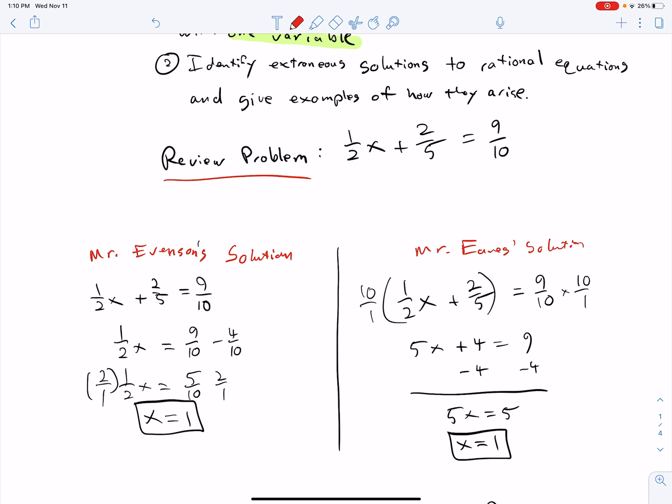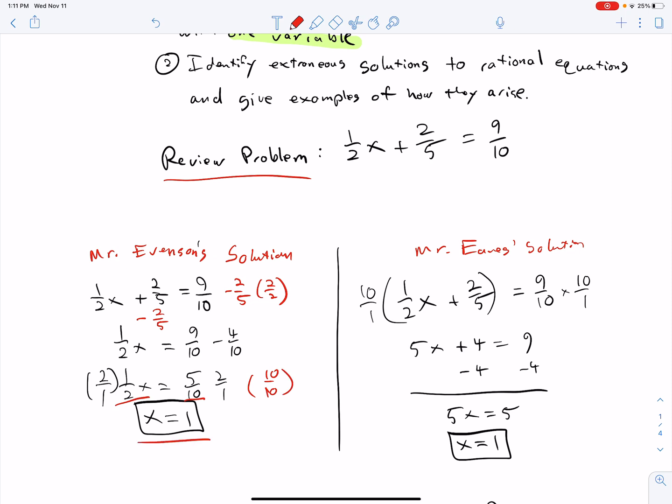We begin by subtracting 2/5, and to convert to a common denominator, we multiply by 2 over 2. That gives us 1/2 x equals 9/10 minus 4/10. As we subtract, that gives us 1/2 x equals 5/10. Now if we multiply both sides by 2 to get x alone, we end up with x equaling 10 over 10, which also equals 1.